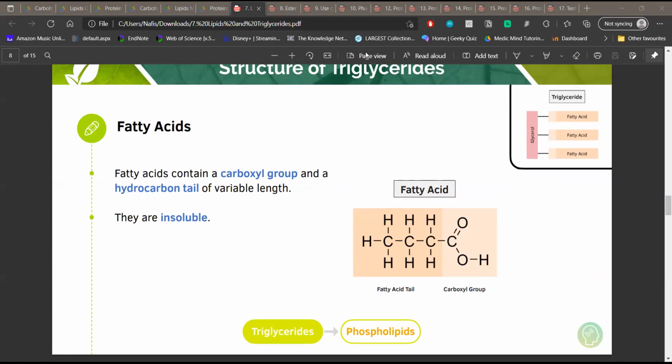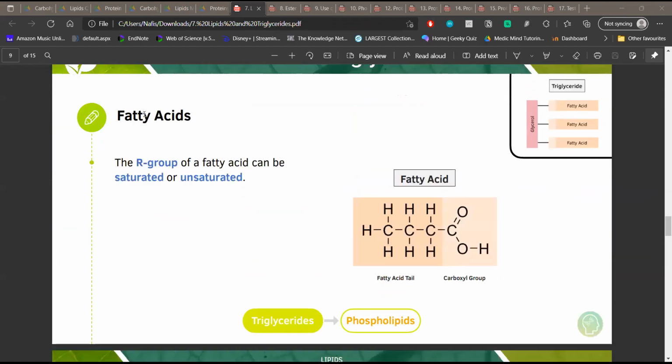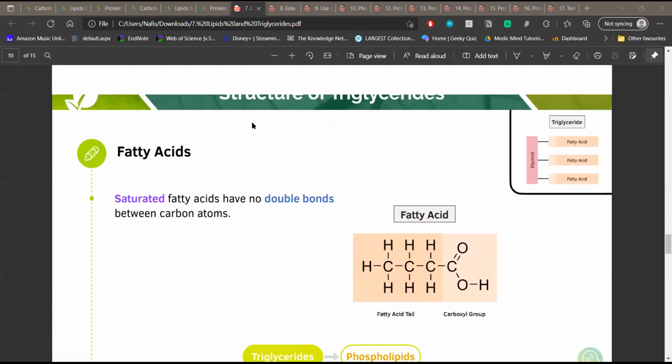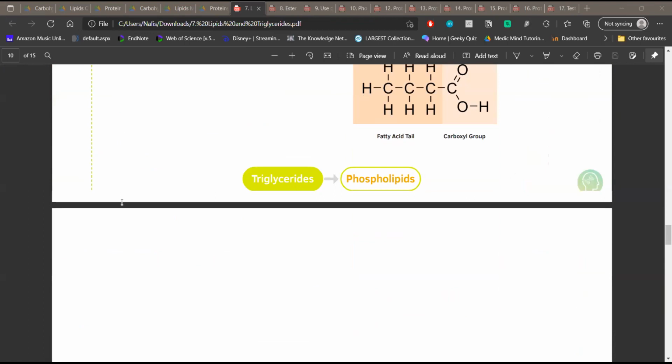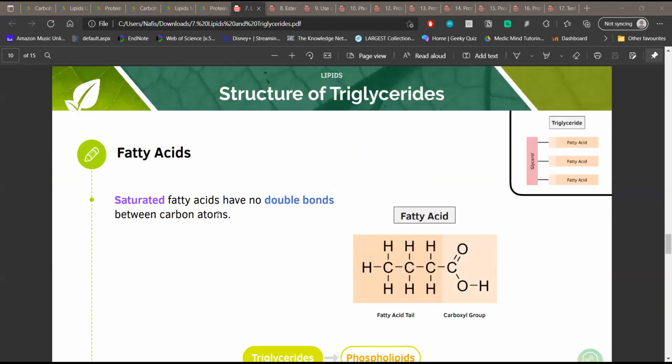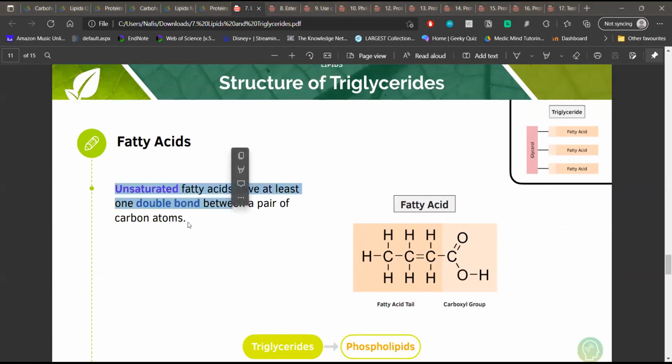So now a lot of people, maybe from their GCSE knowledge, can start to see it. An alcohol plus a carboxylic acid makes an ester. So hence the bond between a glycerol and a fatty acid is going to be an ester bond. So the R group, which is this kind of fatty acid tail bit, can either be saturated or unsaturated. Saturated fatty acids have no double bonds between the carbon atoms. Unsaturated fatty acids have at least one double bond between a pair of carbon atoms.